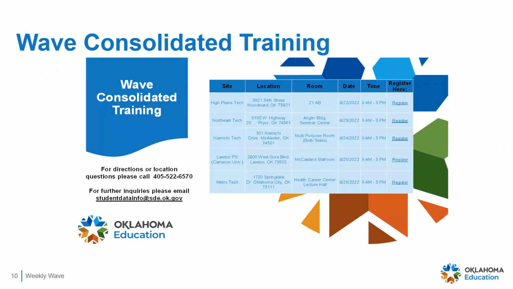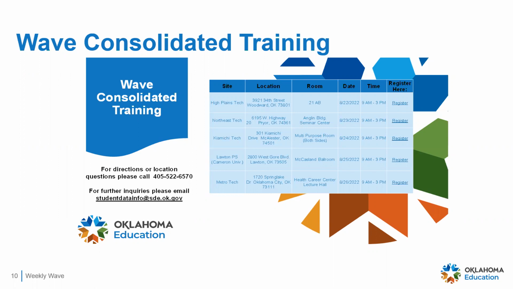The next thing we have is our Wave Consolidated training, taking place next week. We will be in Woodward on the 22nd and in Pryor on the 23rd. We've actually opened up some spaces in Pryor, so if you tried to register and it showed sold out, we have added additional space. Please go in and check that out if that was the location you were attending.